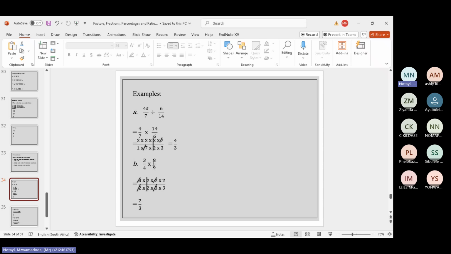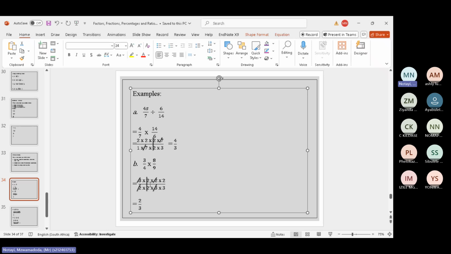3 divided by 4 times 8 over 9. That is the simplification: 3 times 2 times 2 times 2 divided by 2 times 2 times 3 times 3. So the 3 at the top cancels the other 3 at the bottom. And then the 2 2's at the top cancel the 2 2's at the bottom, and we're left with 2 over 3.